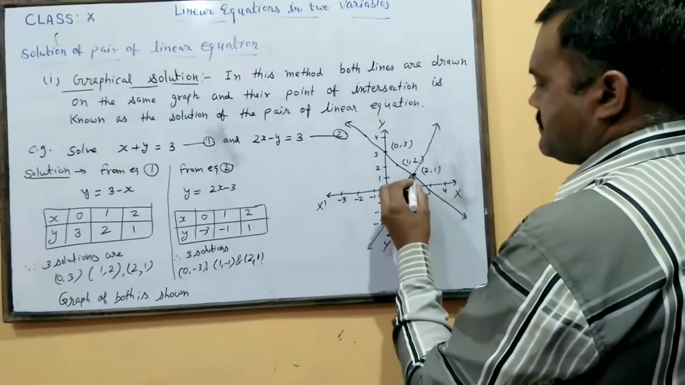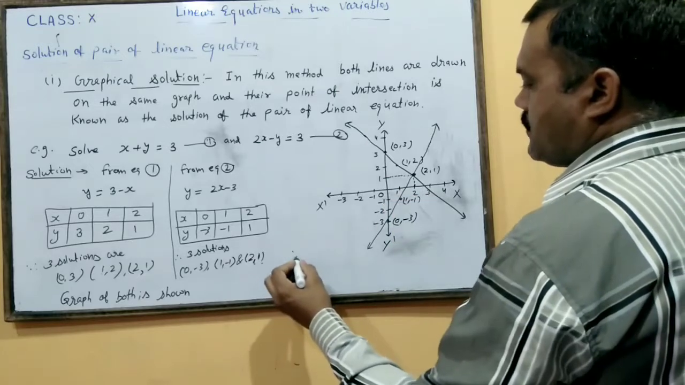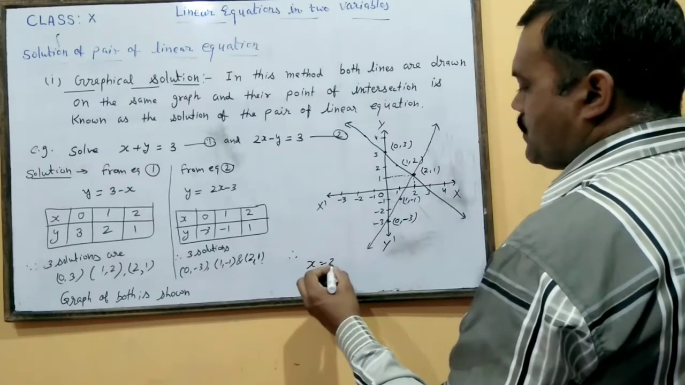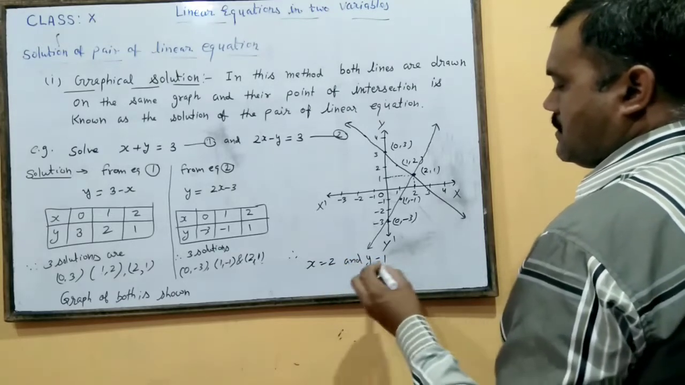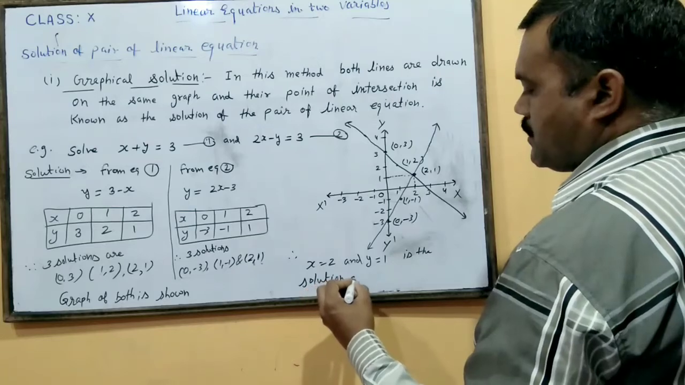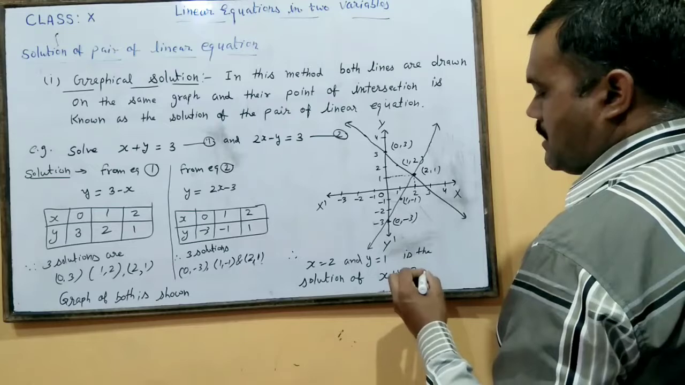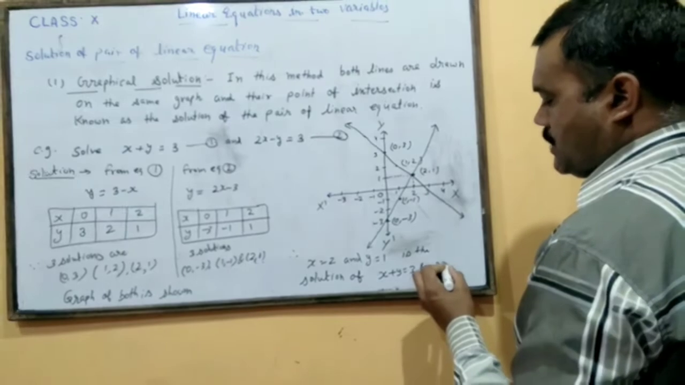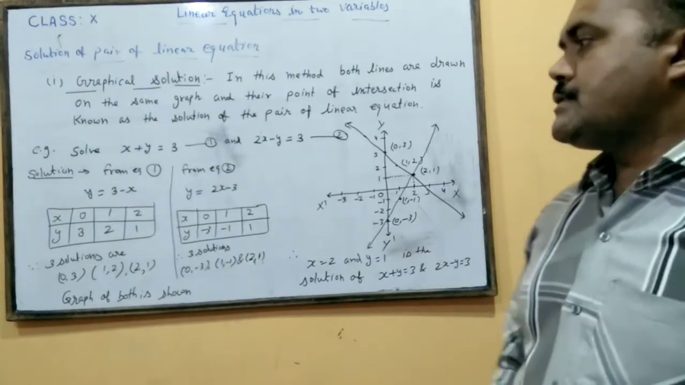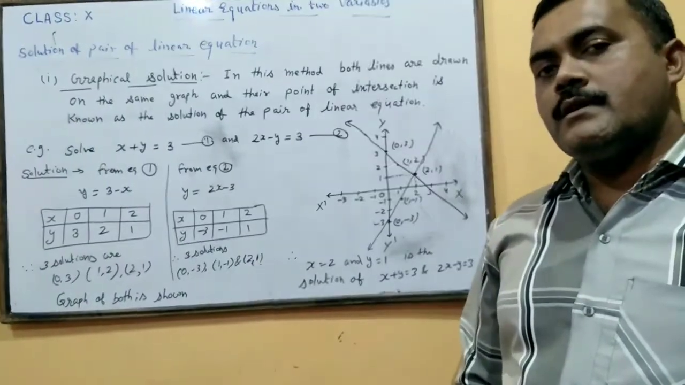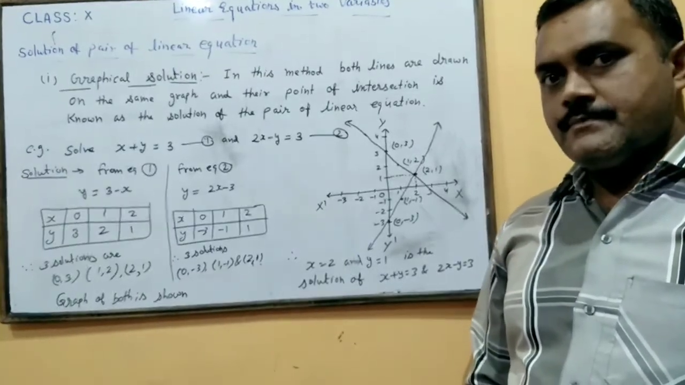Hence this (2, 1) is the solution. Therefore x is equal to 2 and y is equal to 1 is the solution of x plus y is equal to 3 and 2x minus y is equal to 3. So like this you can find the solution of any pair of linear equations which is given to you using this graphical method. Hope it is clear.